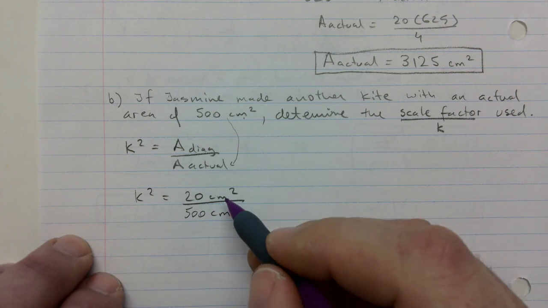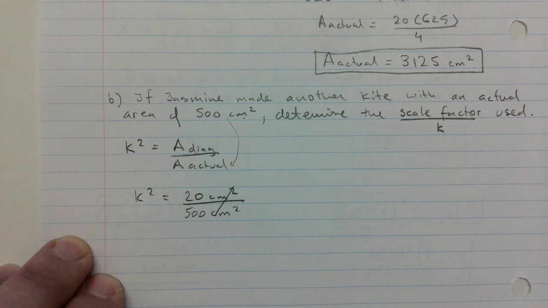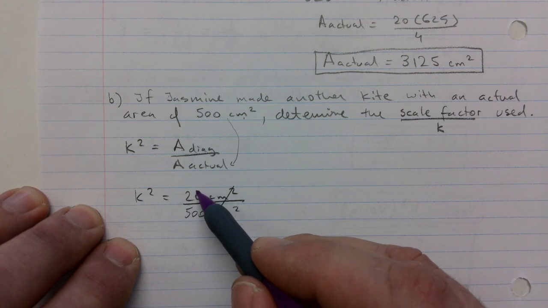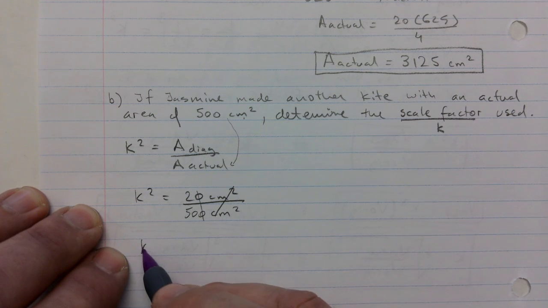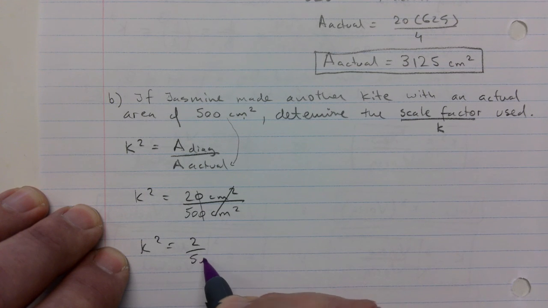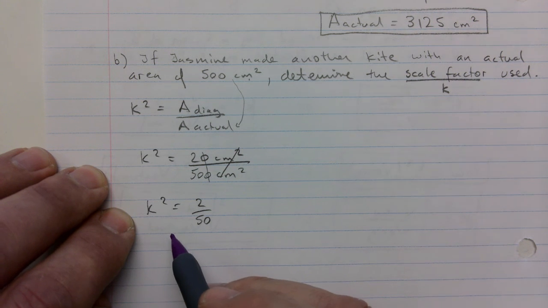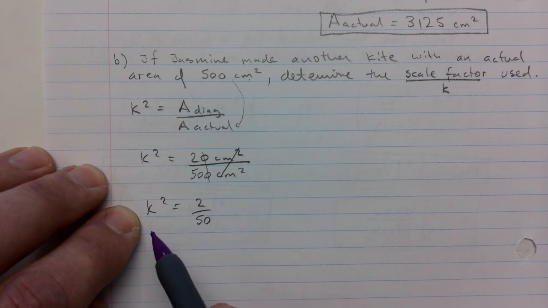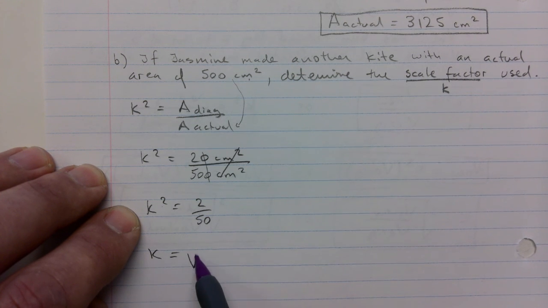So what do you do now? Well, first of all, cancel out the centimeters squared. That's perfect, right? That's what you want. And you can also cancel out zeros here. So K squared would be 2 over 50 essentially. What do you need to do at this point? Remember I told you to take the square root. I gave you a formula like that. So you don't need the formula. You can just slowly derive it and just know that you need to take the square root. But K is essentially the square root of 2 over 50.